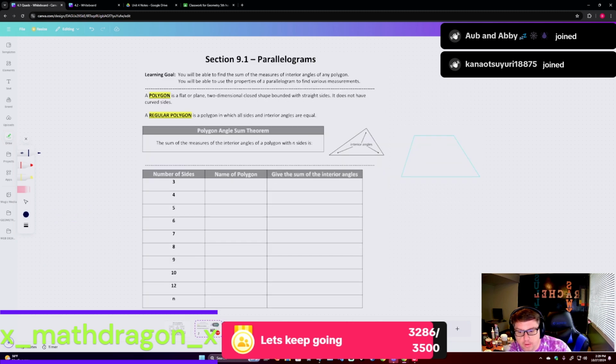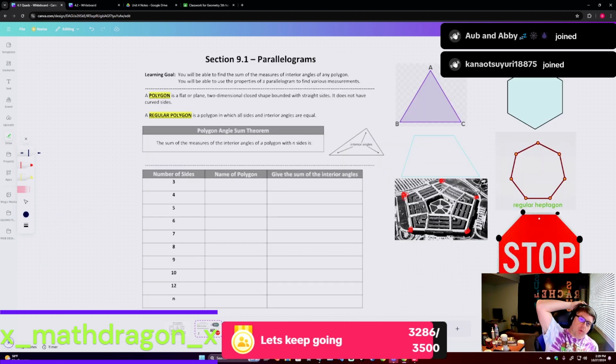So let's go here. And what we're going to start with is parallelograms. So a parallelogram we're going to get to, but let's start with a polygon. So a polygon is a flat plane, a two-dimensional shape, closed, bounded by straight sides. It does not have any curved sides. So you can see all of our sides are straight lines, okay?